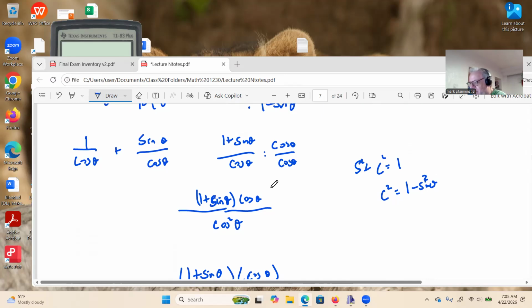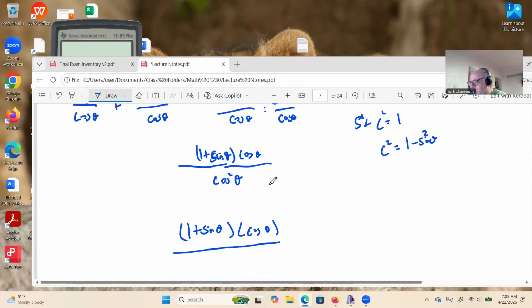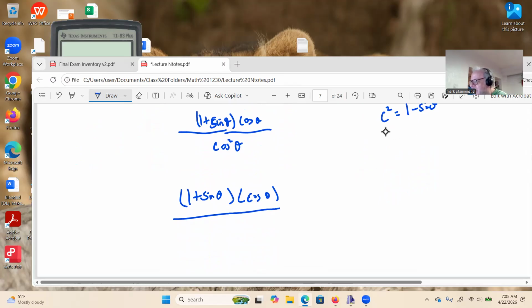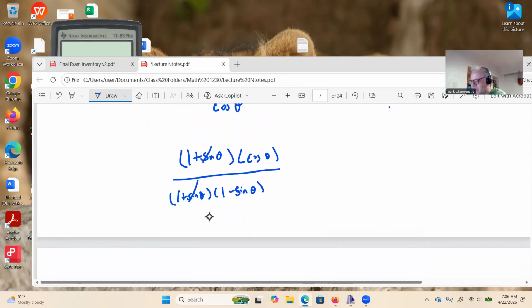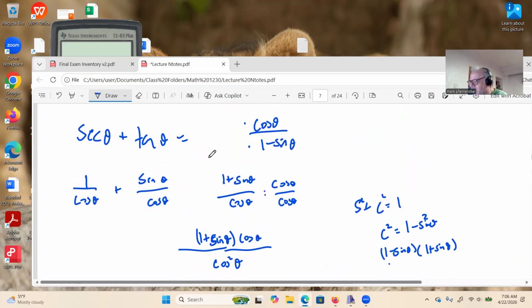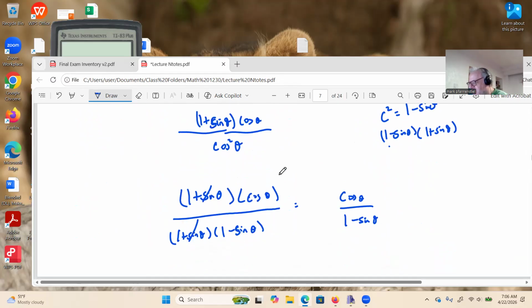It's all fine. Okay, so we're going to end up with 1 minus sine squared theta, which we could say is 1 minus sine theta times 1 plus sine theta. We're going to break this down into this: 1 plus sine theta times 1 minus sine theta. Then we can cancel some stuff off here, so we end up with cosine theta over 1 minus sine theta. If I look at what I started with and what I'm supposed to end with, this is what we were supposed to end with. We're going to call that a good identity there.